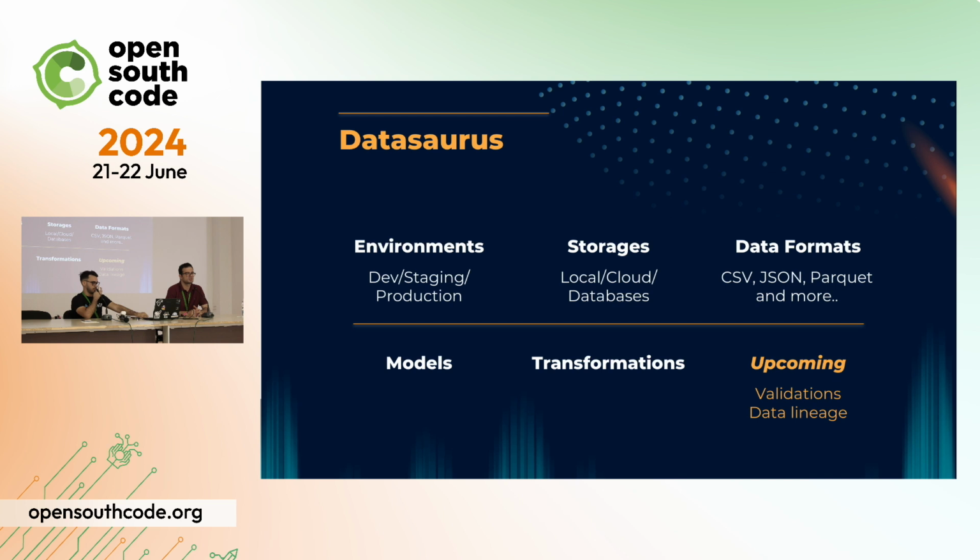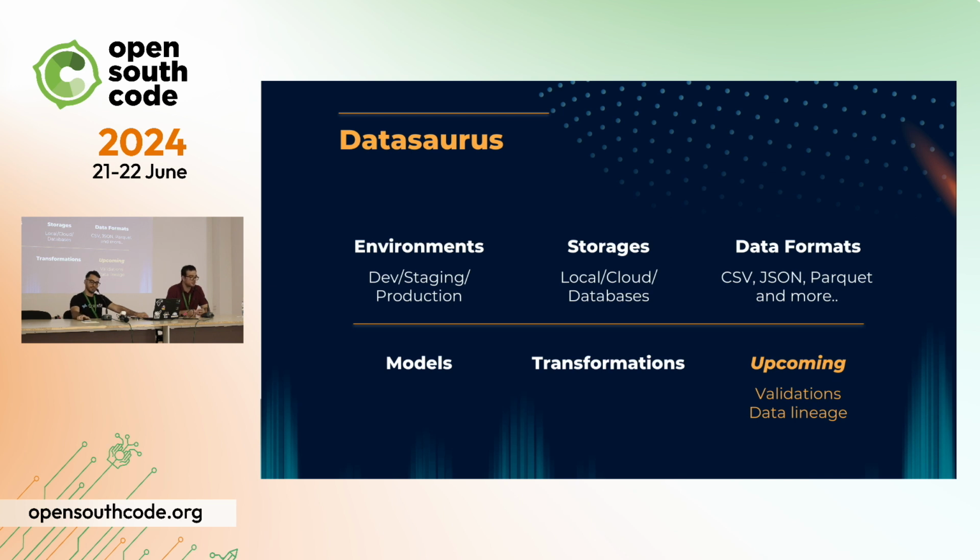Datasaurus supports different kind of storages. So you can use your own local storage if you want to run for a small project from your machine. You can use cloud storage, and you can use databases. We try to support many different formats, the classic ones like CSV, JSON, Parquet, and more.